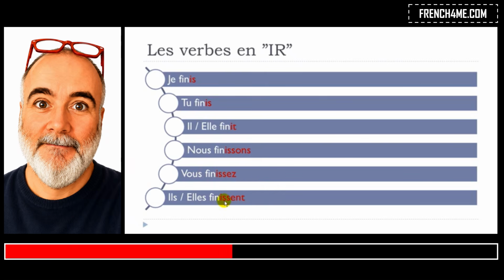Ils finissent. So remember, as usual, when we get the verbs, E and T are not pronounced. Ils finissent. Elles finissent. All right? So let's see them one more time. Je finis. Tu finis. Il finit. Elle finit. Nous finissons. Vous finissez. Ils finissent. Elles finissent. All right?